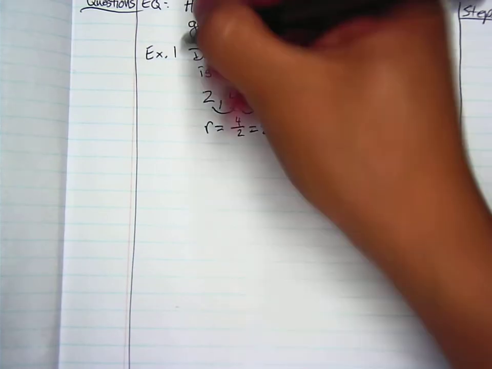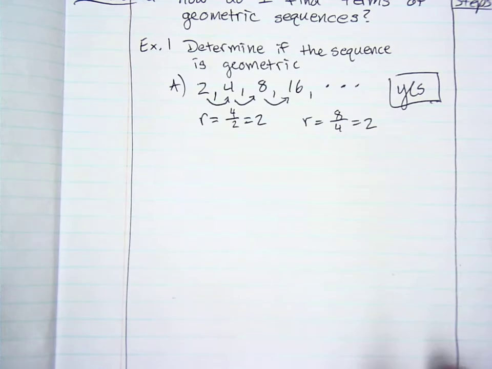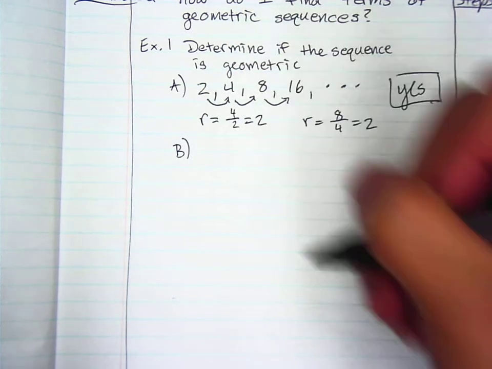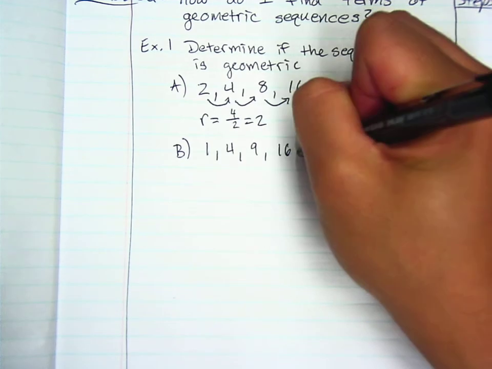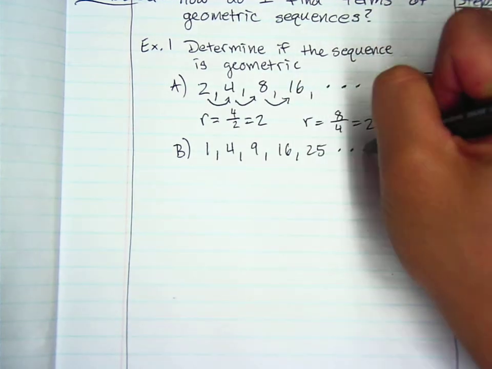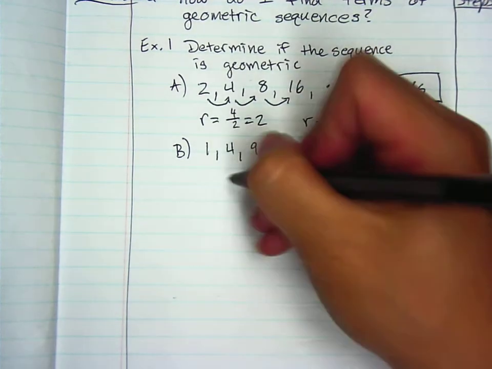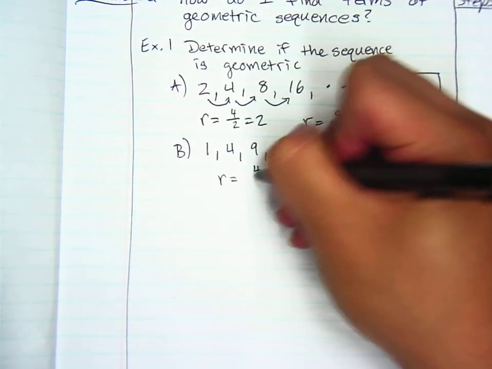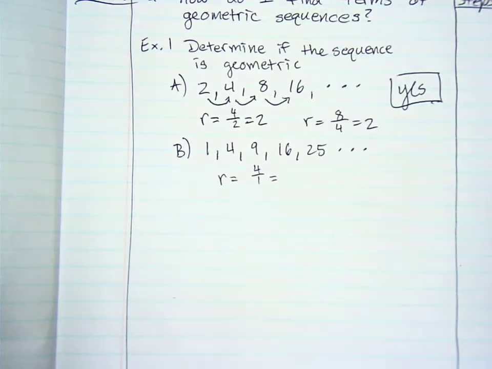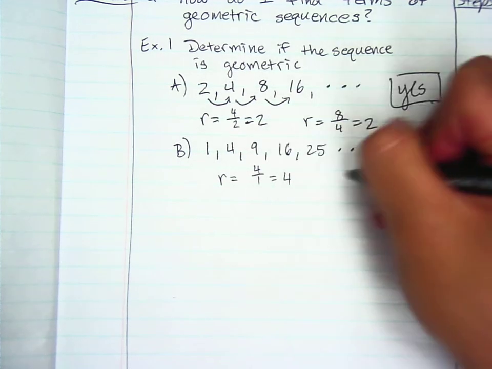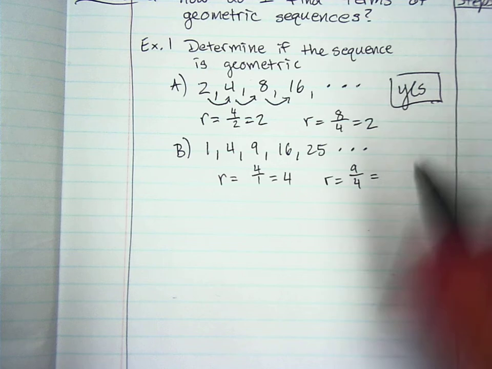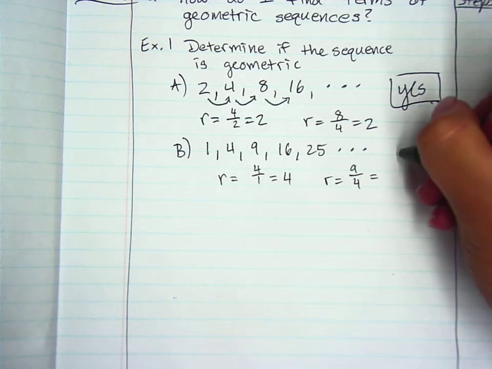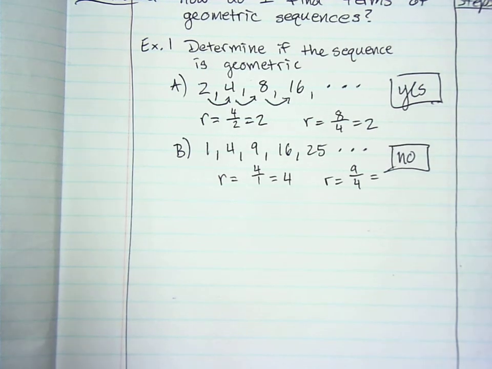Continuing on with example 1, let's call this example A, and the next one B. The next one I'm going to have 1, 4, 9, 16, 25, dot, dot, dot. Just looking at this, I can tell already that the ratio isn't going to be the same, even though I can find some sort of pattern. Here I have a ratio of 4, and then the next one, 9/4. That's definitely not the same as 4. So I know immediately that this is not a geometric sequence just because the ratios are not the same.